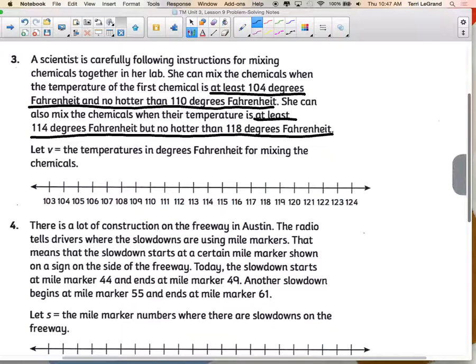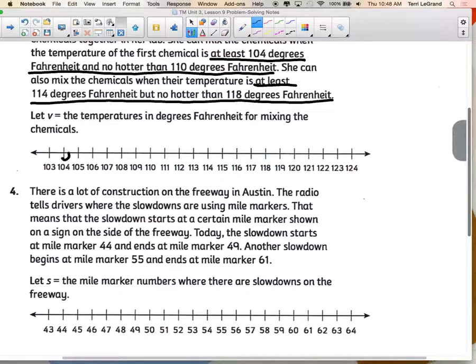Okay, so let's graph that. So at 104, we're gonna do what? Shade it in? Because at least means it's included or it isn't? It is. At least means it is included. And then it says, and no hotter than 110. What are we gonna do at 110? Keep it open? No hotter than 110. Can it be 110? Yes. It just can't be hotter than it, so we want to shade it in, don't we? So at least 104, but no hotter than 110. So that's what that should look like.